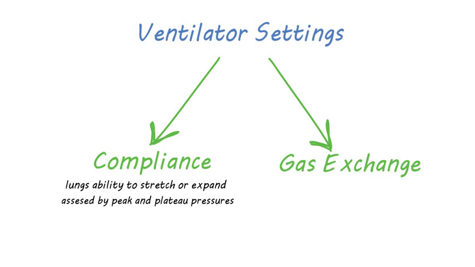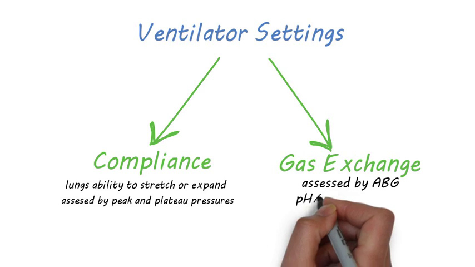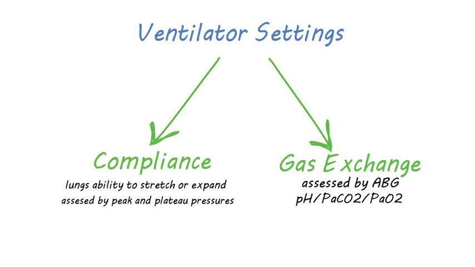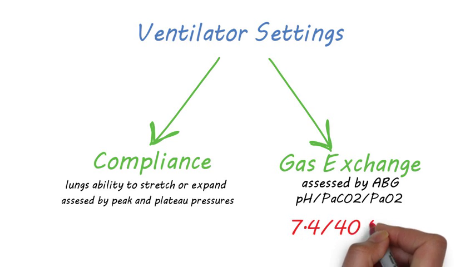Gas exchange is frequently assessed in the intensive care unit by arterial blood gas analysis. Arterial blood gases estimate arterial pH, partial pressure of carbon dioxide, or PaCO2, and partial pressure of oxygen, or PaO2. Let's begin with looking at some arterial blood gases and how to change our basic ventilator settings based on these values. A generic normal arterial blood gas may be 7.4, 40, and 100.